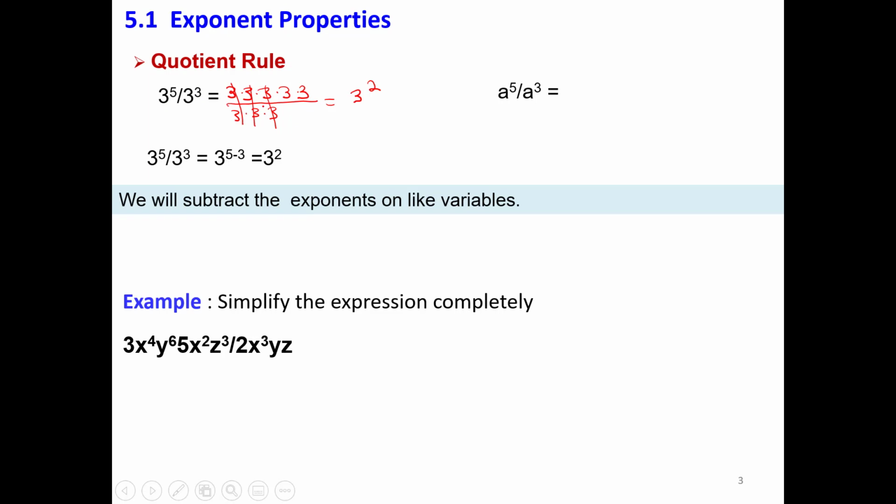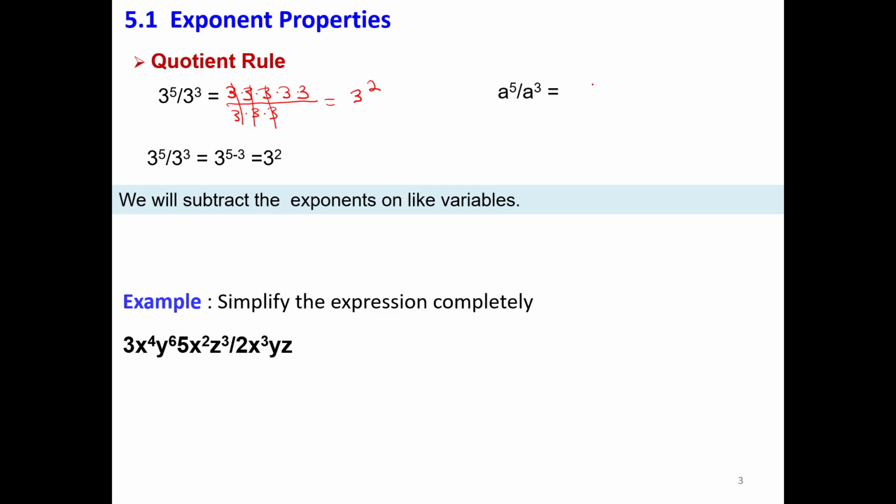The important thing is we can apply the quotient rule only if we have the same base. Like here, they say we have variables. Yes, we have the same base. And again, the base can be a number or can be a variable.